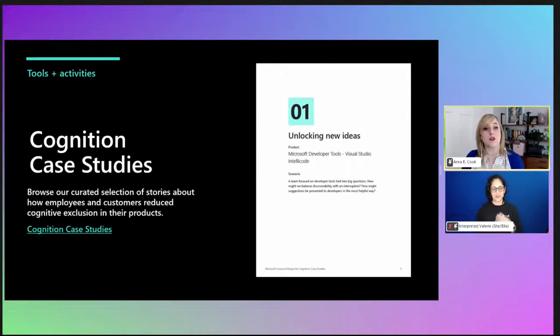Lastly, we have the cognition case studies. These case studies have been put together to help further show how valuable cognitive inclusion is when designing, developing, testing, or planning any product you're creating. Some examples include Microsoft products such as Visual Studio IntelliCode, so it's an interesting read.